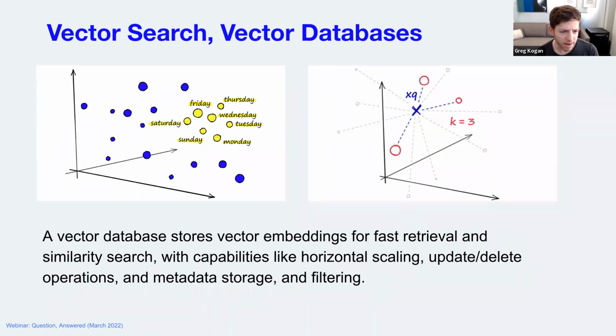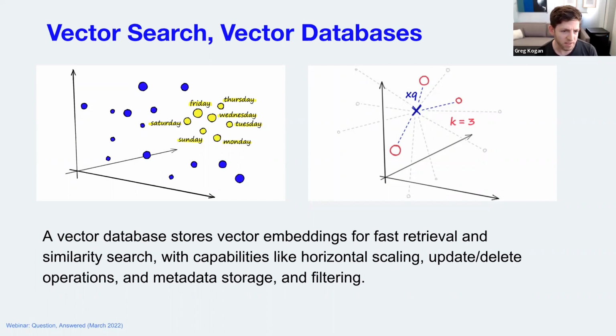Vector databases allow us to do this at a very large scale, very quickly. So it's easy to search through 7 days of the week, but if you're searching through a document catalog of millions, hundreds of millions, or billions of documents, very computationally intensive, very difficult to do.